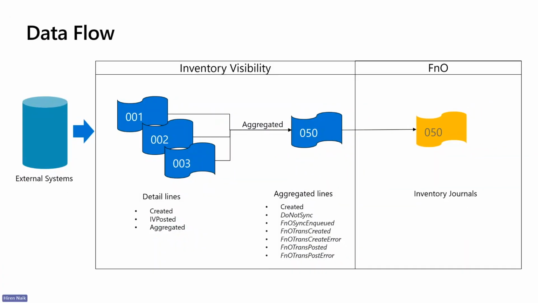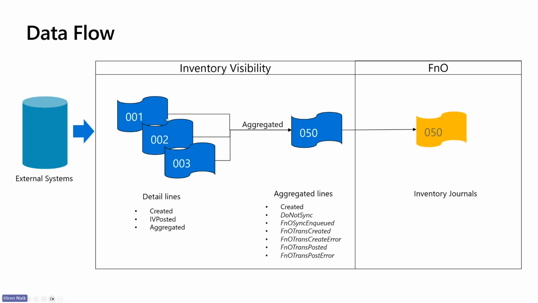Now let's look at the end-to-end data flow. As we were discussing, you have external systems, you have inventory visibility, and you have Dynamics 365 SCM. From external systems, you can create inventory adjustments at the detail level. As you can see here, line numbers 1, 2, and 3 are the detailed inventory adjustments being sent to the inventory visibility service business layer. From there, depending on the inventory dimensions you have specified, those transaction lines will be aggregated.